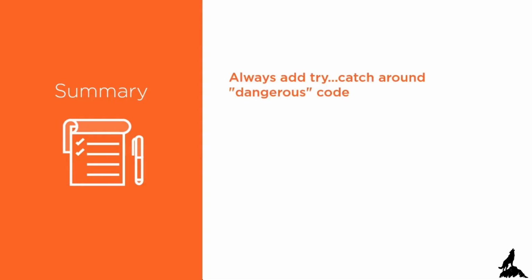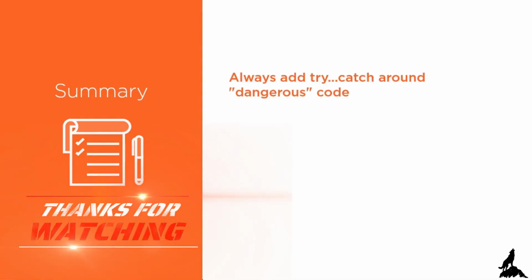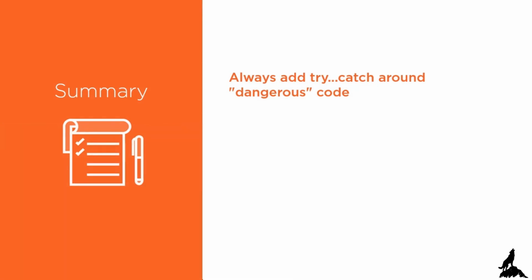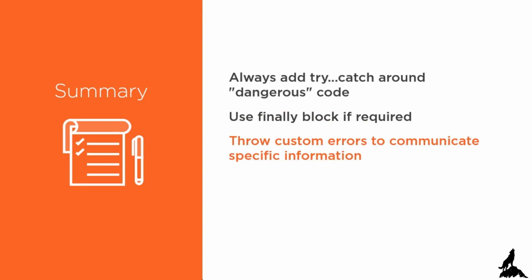In this module, we saw that we should always add a try-catch around dangerous code. So anything that could cause an error, let's wrap it in that try-catch. You don't always need a finally block, but if you do need it, it's there. And remember that it runs every single time based on we go through normally or if we go through the catch block. So that finally block will run.